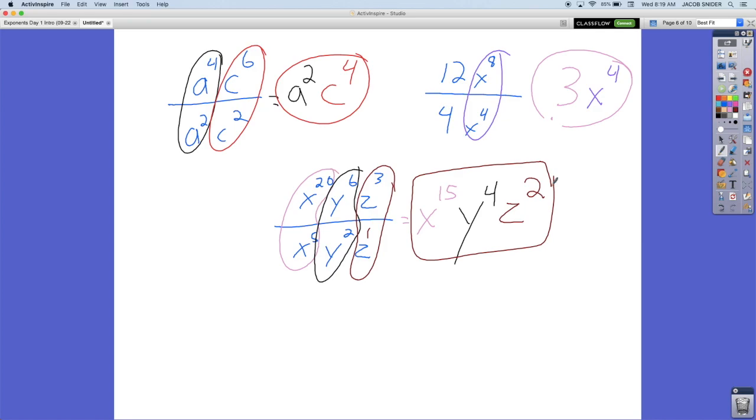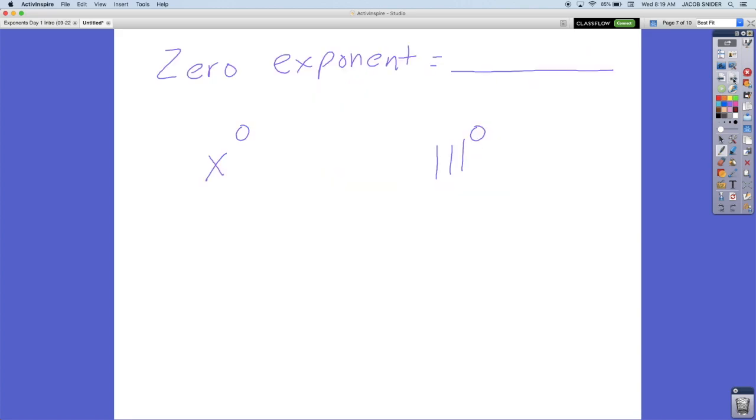Okay, so far so good? All right, division, we're going to subtract. Zero exponent, what does it mean? Zero exponent equals 1, right? No matter what it is. X to the 0 is 1. 111 to the 0 is 1. Okay? Any questions there? Let's take a look at the next examples.